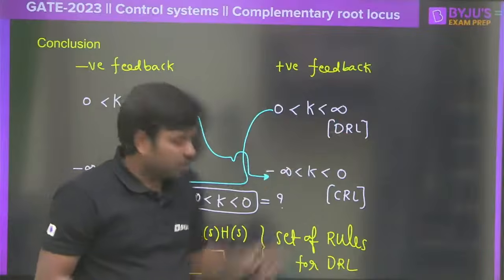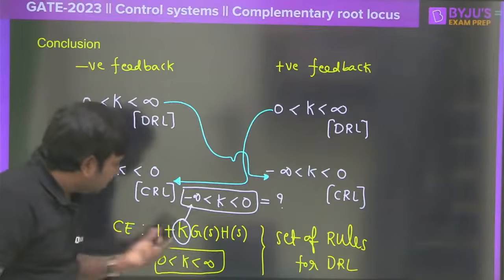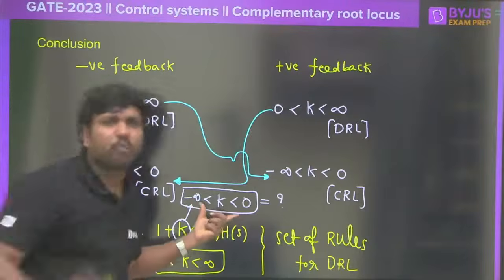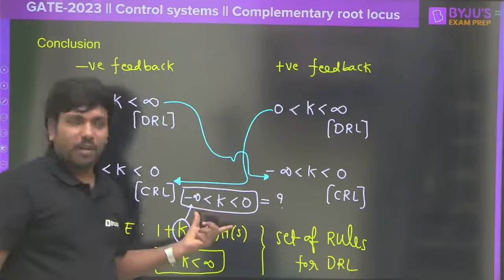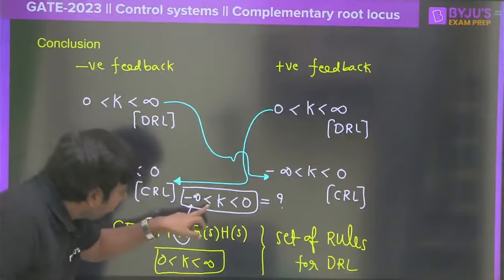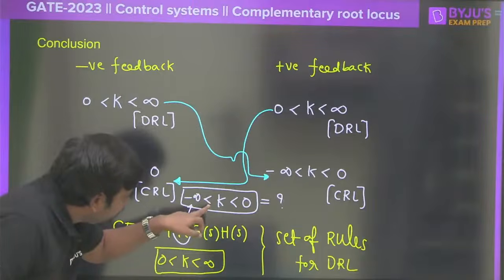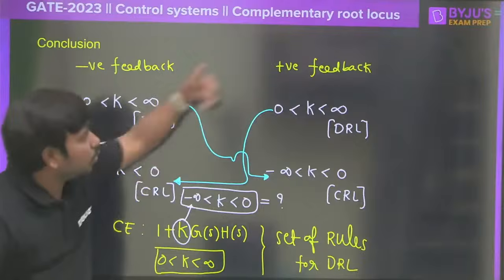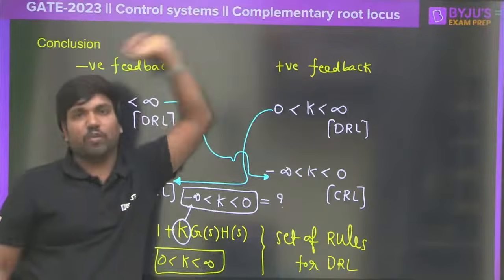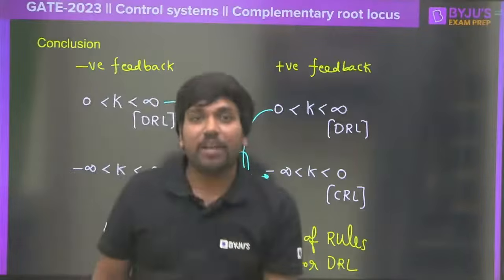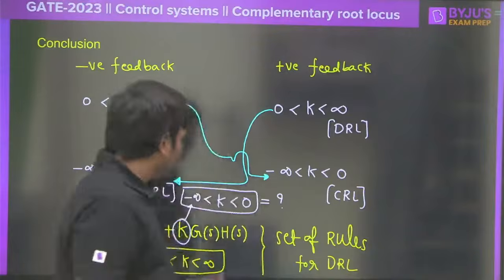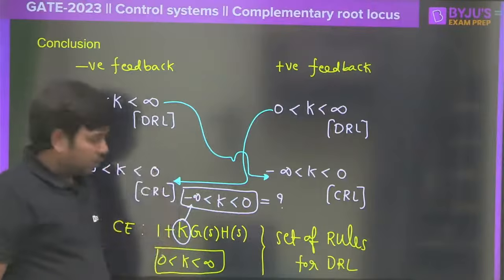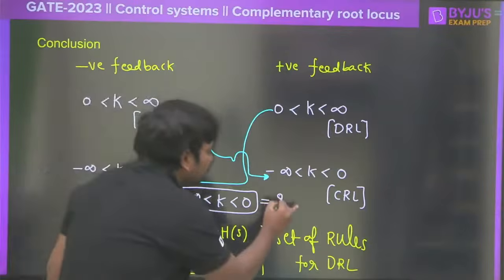So you may argue with me, sir, for negative feedback this is a complementary root locus, and we don't have any set of rules available. But I am saying that if you can construct the complementary root locus for negative feedback, indirectly that is the direct root locus for positive feedback. Clear? So that is the reason why you must know what happens for k from minus infinity to 0 also. So what are the rules that are going to change now?